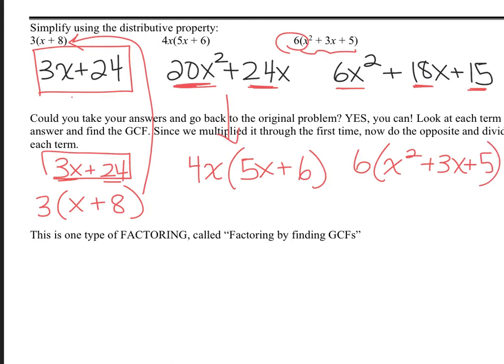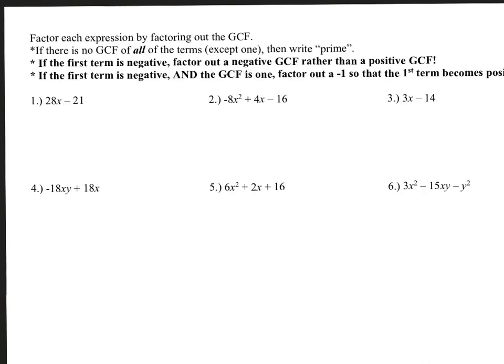You take every term and you pull out the GCF, and what you're doing when you factor is you're writing what the problem looked like before we simplified it. Now, when you're factoring by pulling out a GCF, you have to follow a couple of rules. One is if there's no GCF of all the terms except for one, then we write prime.